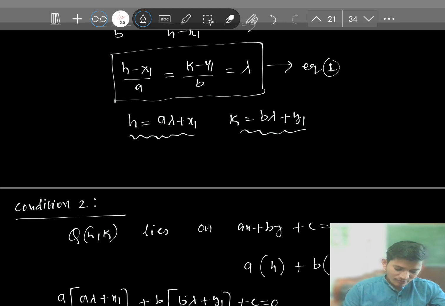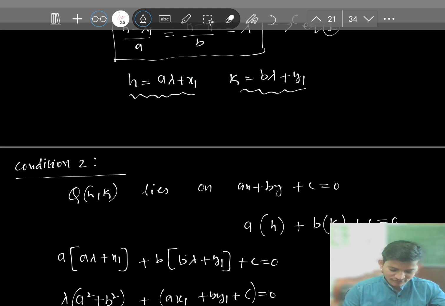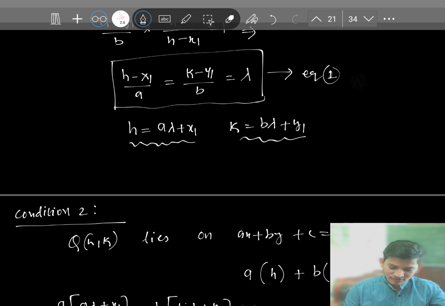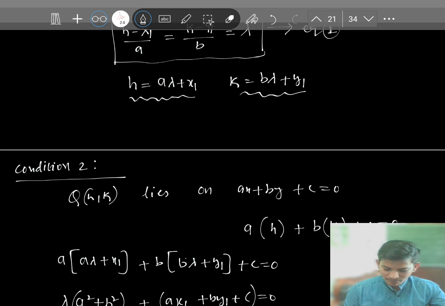And upon cross multiplication, I can write it as (h − x1)/a = (k − y1)/b = lambda. The same thing what we have mentioned last time. Let's say this is equation number 1. And from here, I can write h = a·lambda + x1, and k = b·lambda + y1.